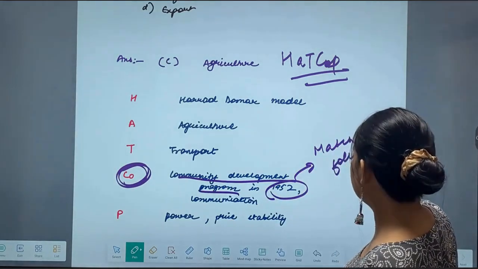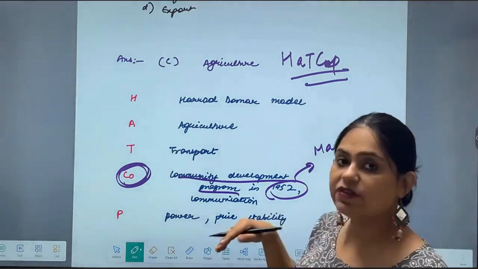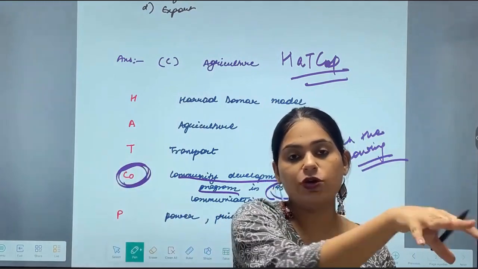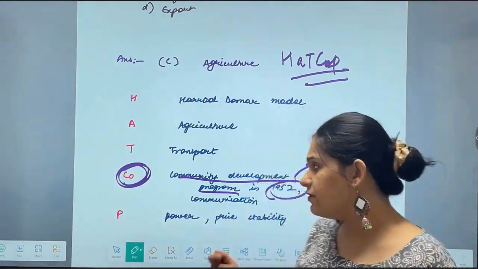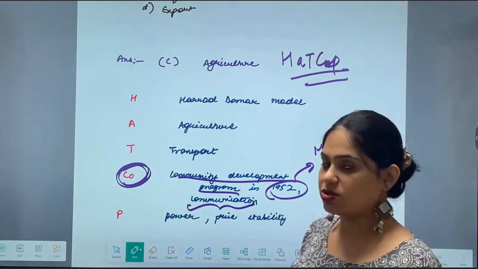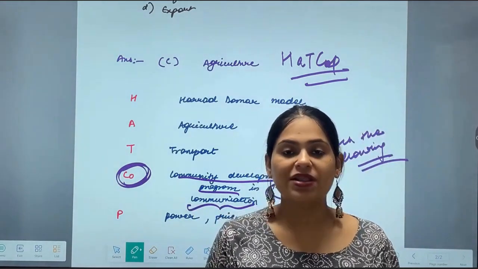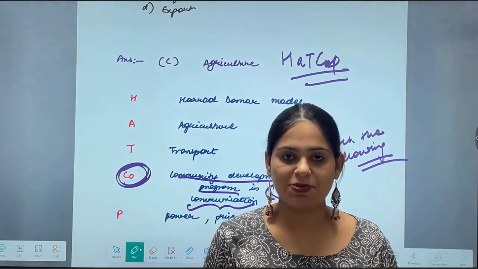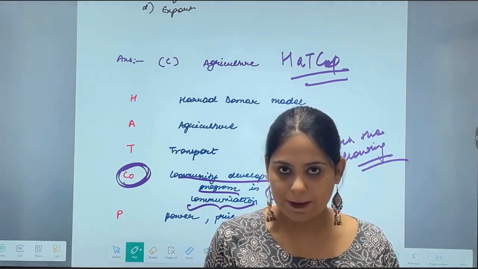That when was the community development program started? When did we start focusing on different communities? And our focus was also on communication. ये कौन सा communication है? मतलब transport and communication पे focus था, railways पे focus था.